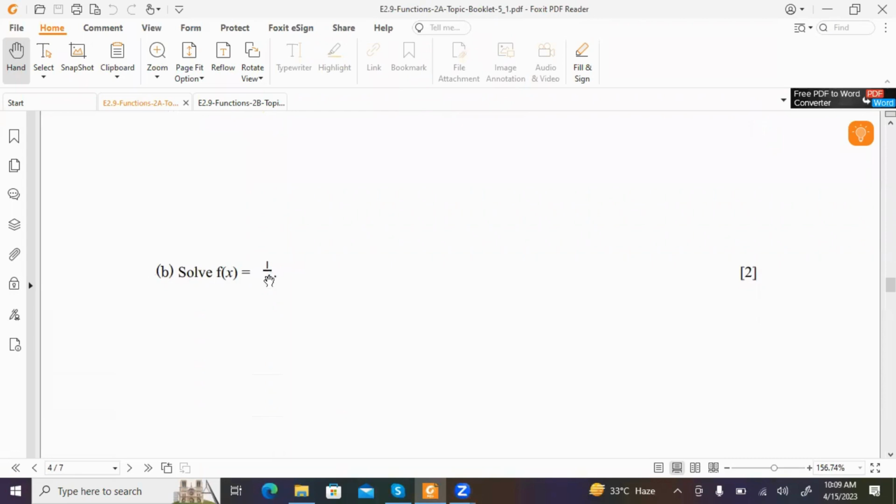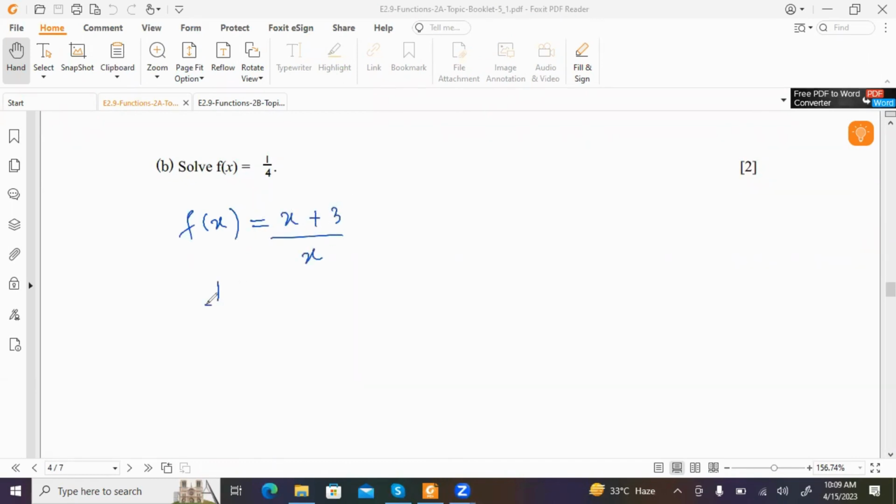Next, it says solve f of x equals 104. So in the previous case, 104 was the domain, but now it's saying 104 is the range, and it's asking us to find the corresponding domain. So f of x equals x plus 3 over x. This equals 104.